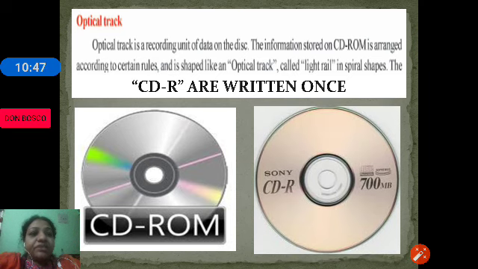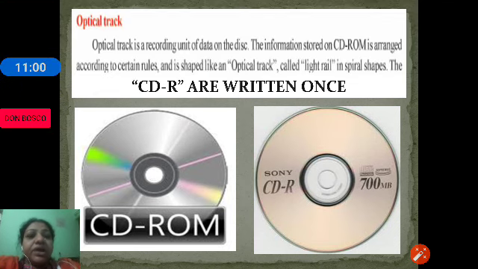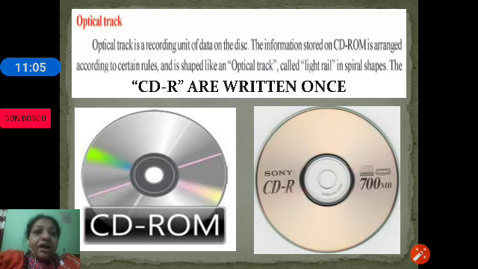So these are a few of the disks you might have seen, CD-ROM and CDR. The capacity you can see is 700 MB. One CD is capable of storing about 700 MB of data. And CDR, R refers to recordable. You can record the data.